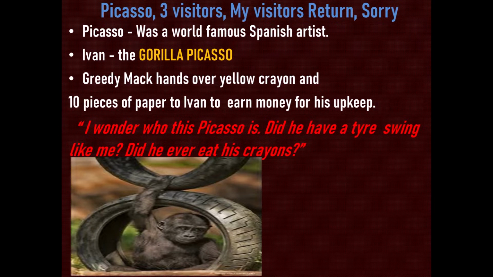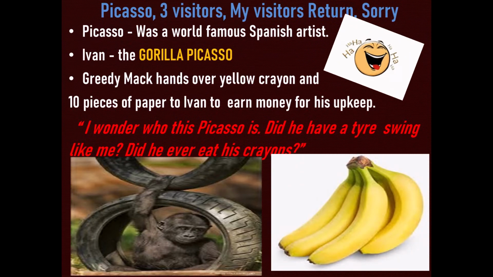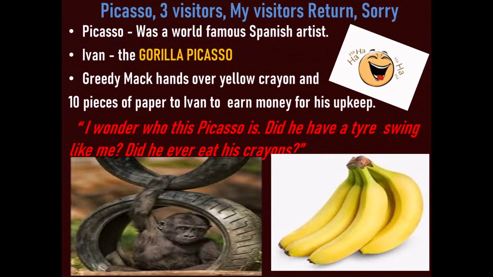Guess what Ivan the Picasso draws? Yes, he draws 10 bananas on the 10 sheets because he doesn't really know what else is yellow. I also laughed out aloud when Ivan says, I wonder who this Picasso is. Did he have a tire swing like me? Did he ever eat his crayons?